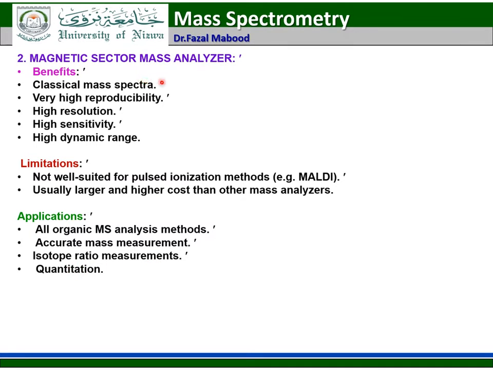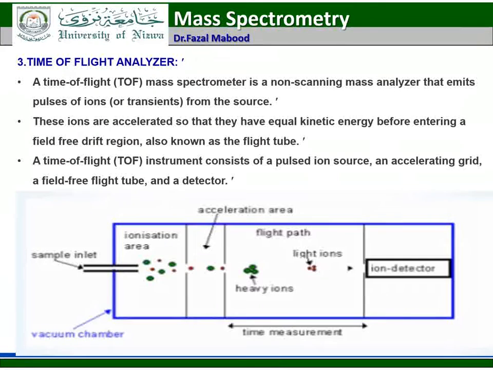Time of flight mass analyzer. A time of flight mass analyzer is a non-scanning mass analyzer that emits pulses of ions from the source. These ions are accelerated so that they have equal kinetic energy before entering a field-free drift region, also known as the flight tube. Here you see this is the flight tube. A time of flight instrument consists of a pulsed ion source, an accelerating grid, a field-free flight tube, and a detector.